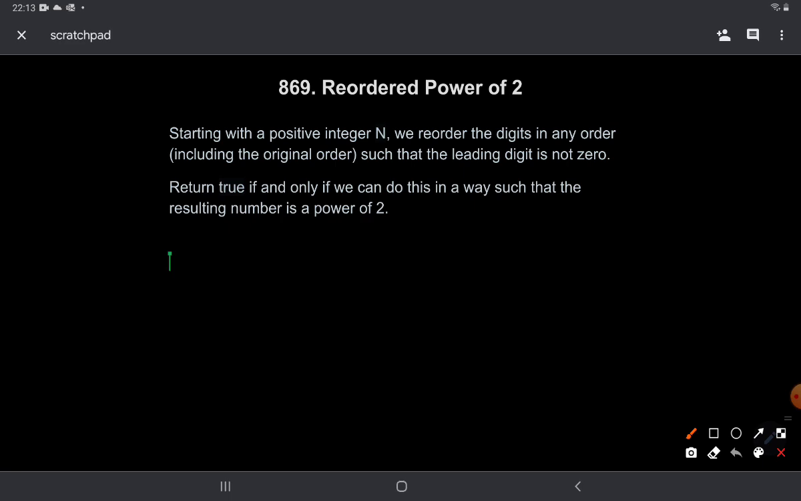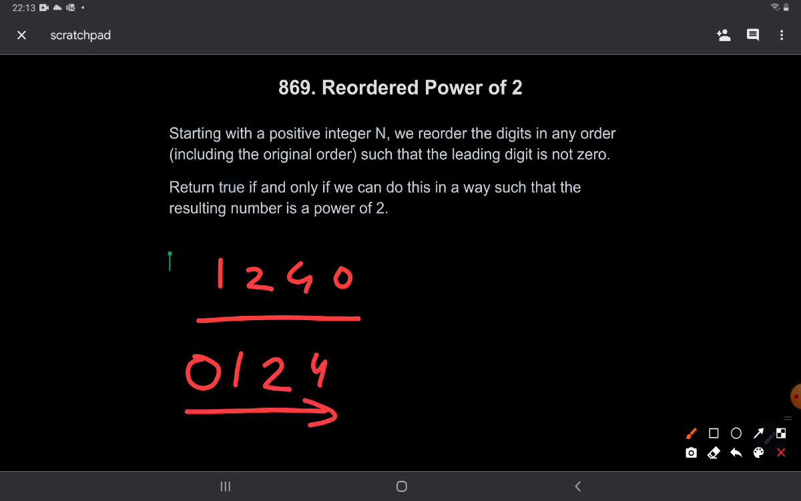So let's look at an example. Let's say you are provided with input digits as 1, 2, 4, 0. If I arrange the digits in this number in ascending order, it would be 0, 1, 2, 4. So this is in ascending order.